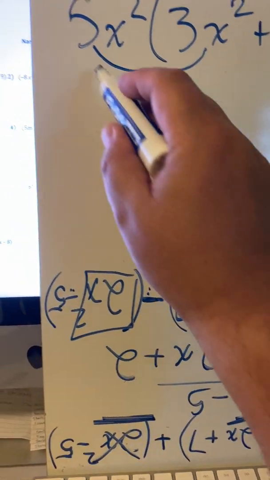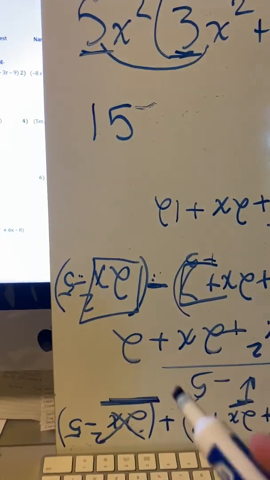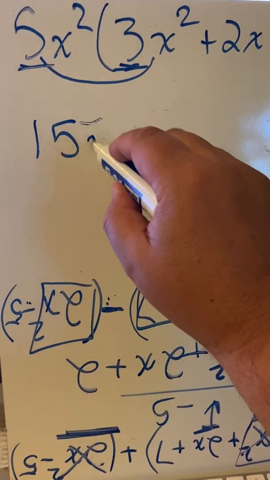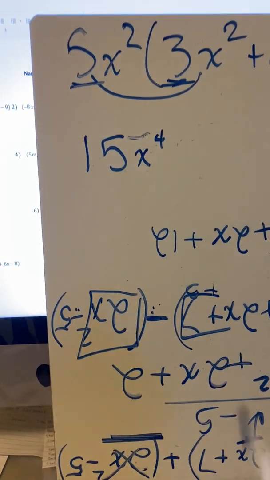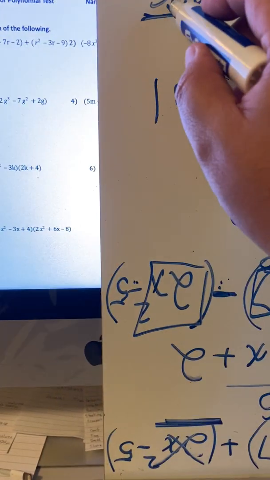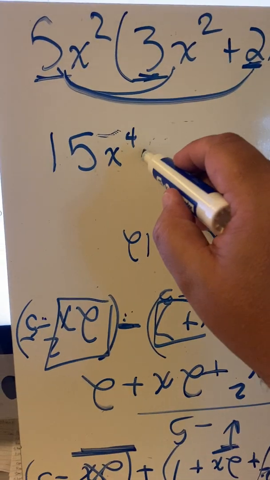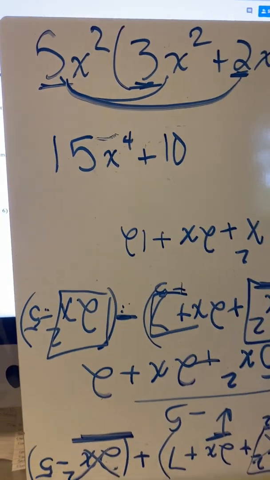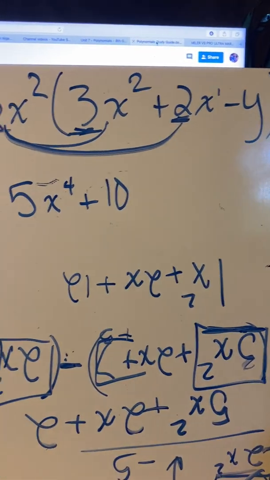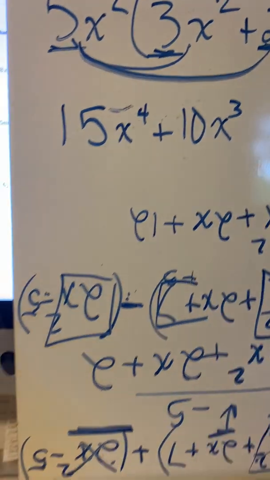5x squared times 3x squared. Coefficients, you just multiply. 5 times 3 is 15. X to the second, add, remember, exponential values, x to the 4th, okay? X squared times x squared makes x to the 4th. 2 plus 2 is 4. Now I take 5x squared and distribute it to the 2x. 5 times 2 is a positive 10. X squared and just an x, which is x to the 1st if there's nothing there, remember that. X to the 2nd and x to the 1st make x to the 3rd. You add the exponential values.